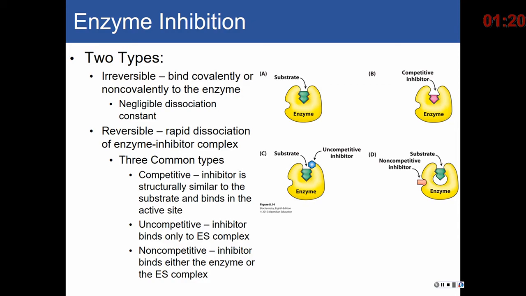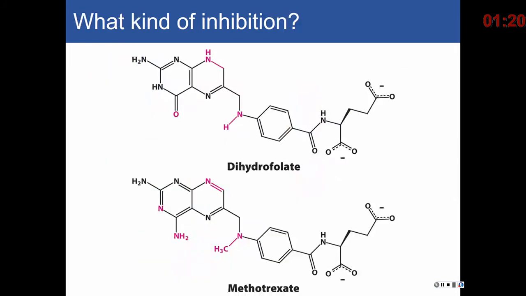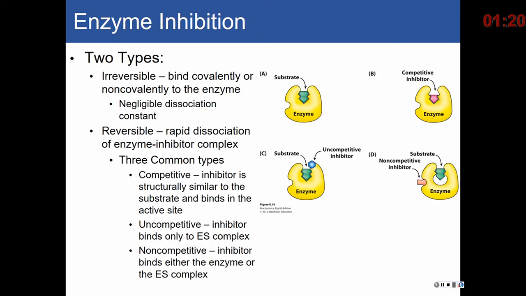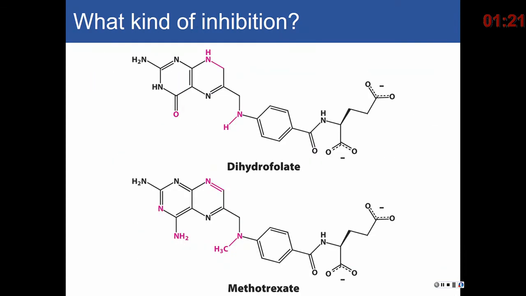And so these are just a quick description of what each one of those looks like, and now we'll go through each one. But to start out with, if I showed you dihydrofolate and methotrexate, can you tell me what type of inhibitor methotrexate will be? Yes. It's going to be competitive because, see, it's got structural similarity. So it looks very similar, even though we have some differences here. The structure overall is going to look similar.